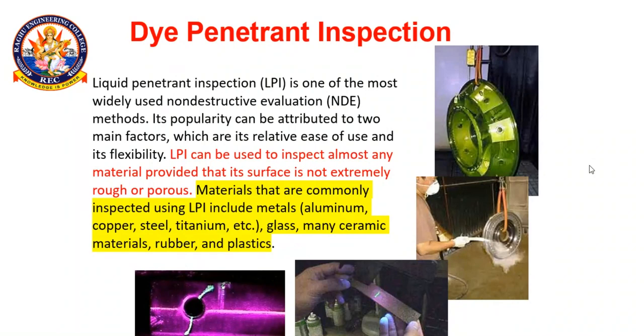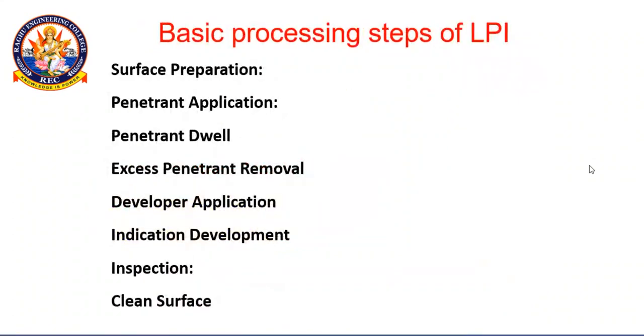What are the components we are using here? One is the dye, which means fluorescent liquid. Another is the developer, and next is the cleaning. These are the three operations. One of the important things we have to take care of here is that cleaning of the surface is very, very important. Here we can see the basic process steps in LPI.